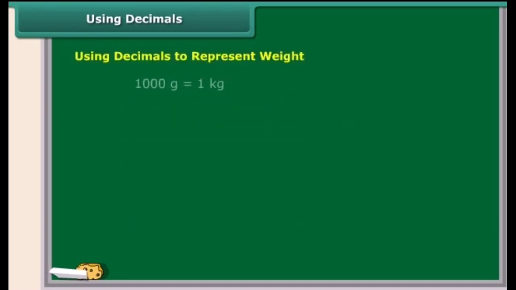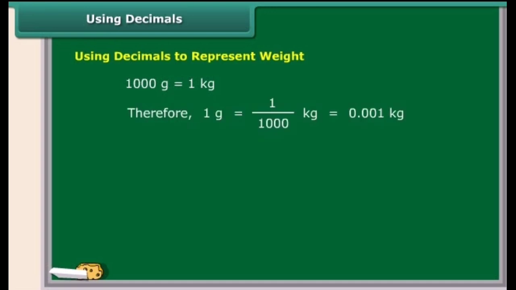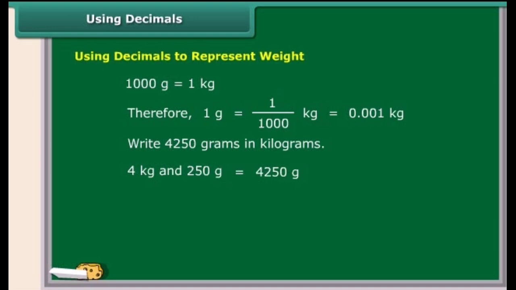Weights can also be represented with the help of decimals. Let us convert 4,250 grams into kilograms. There are 4 kilograms and 250 grams in 4,250 grams. Therefore, 4,250 grams are equal to 4.250 kilogram.